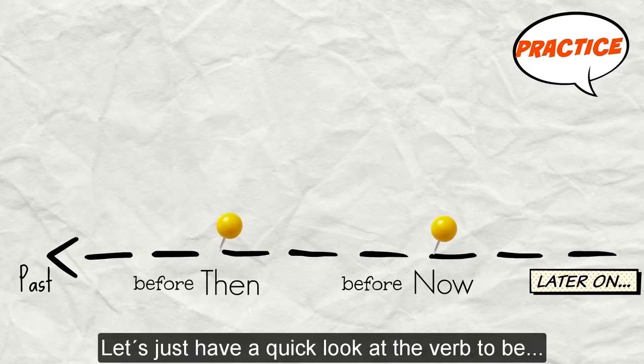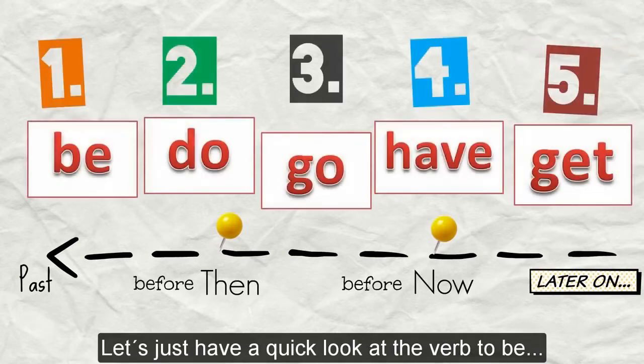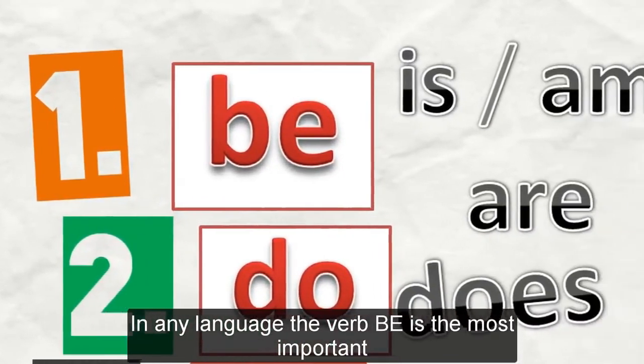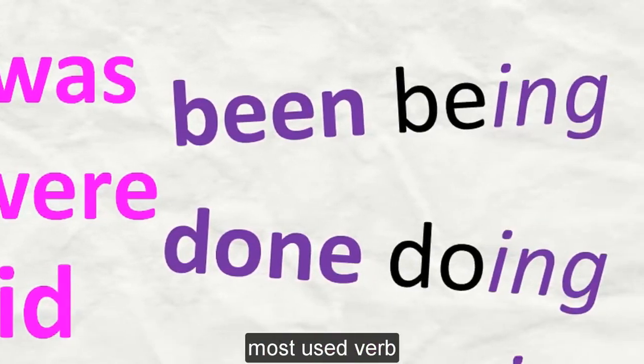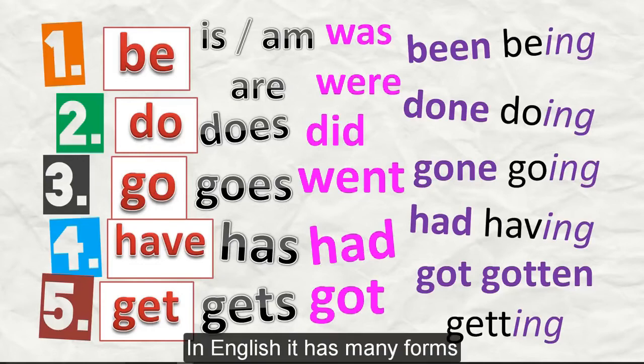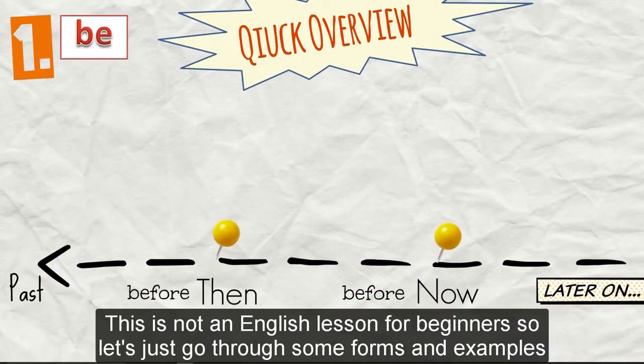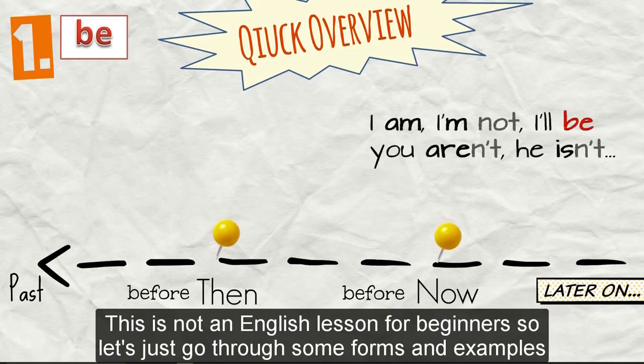Let's just have a quick look at the verb to be. In any language, the verb be is the most important, most used verb. In English, it has many forms. This is not an English lesson for beginners, so we'll just go through some of the forms and examples.